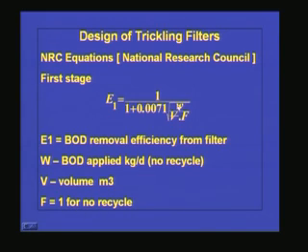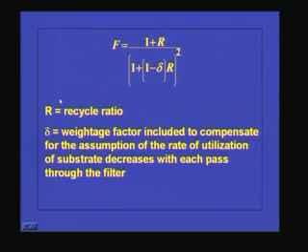So if we know the BOD applied per day to the biofilter or biotrickling filter and the volume of the filter, then we can find out what is the efficiency of the system. And if the recirculation is there, that means we are recirculating the wastewater, F is equal to 1 plus R divided by 1 plus 1 minus delta into R, all squared, where R is the recirculation ratio. And we can see here one term delta is coming. So delta is nothing but the weightage factor included to compensate for the assumption that the rate of utilization of substrate decreases with each pass through the biofilter.